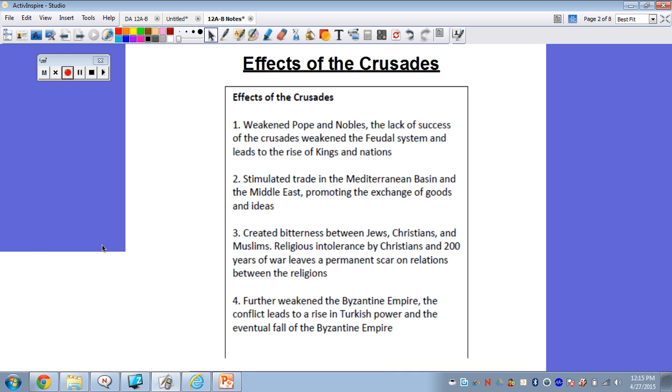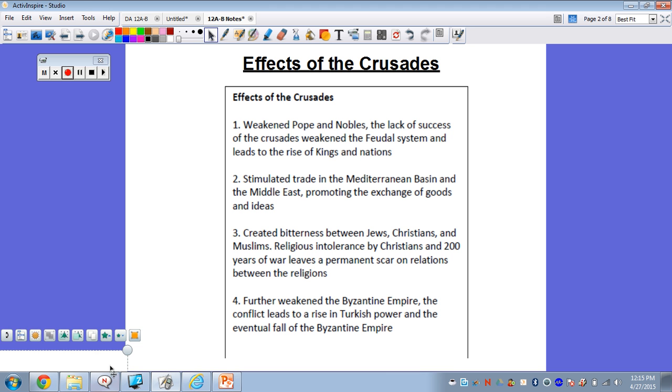Effects of the Crusades. First off, it's going to weaken the Pope and nobles. The lack of success of the Crusades is going to weaken the feudal system. It's going to lead to the rise of kings and nations. Many of the people who are going on the crusade are not knights and nobles. They're the poor people. They are serfs in our feudal Europe at the time. People whose lives are pretty miserable except the fact that they're alive. They're offered a chance at salvation. They're offered a chance to save their family members, to guarantee their spot in heaven by taking up the crusade, and they leave in droves.